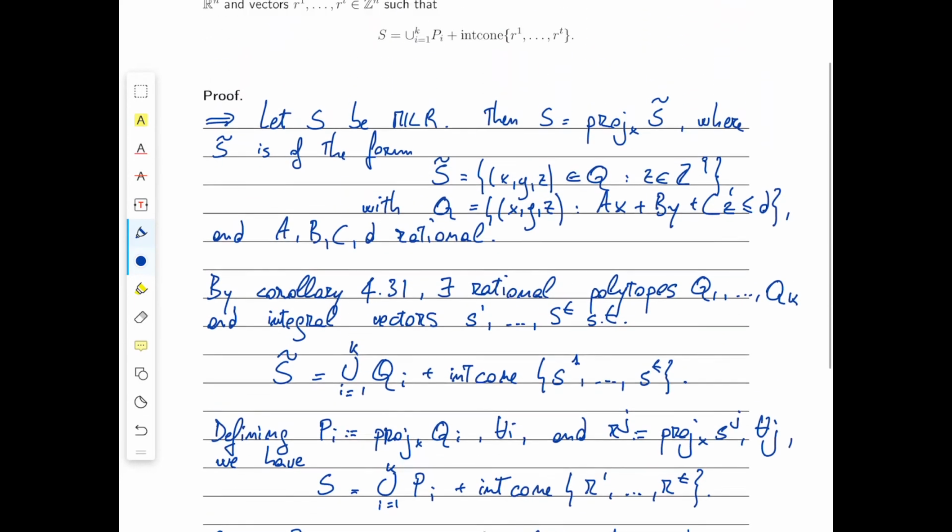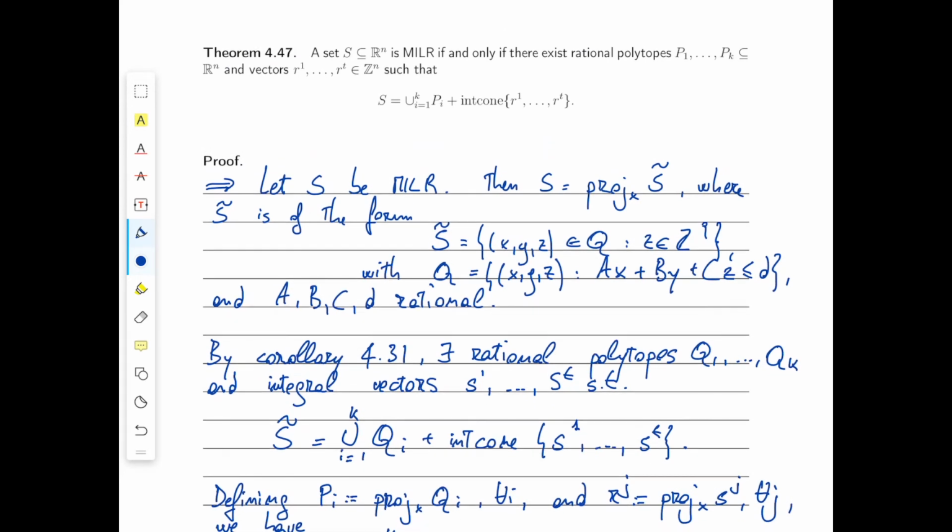So let's go back to the statement for a second. So we now have to show the reverse direction. So essentially we need to pick a set S in this form and show that it is mixed integer linear representable. So essentially we need to write a mixed integer linear programming formulation for it. So let's change page maybe and prove this other direction.